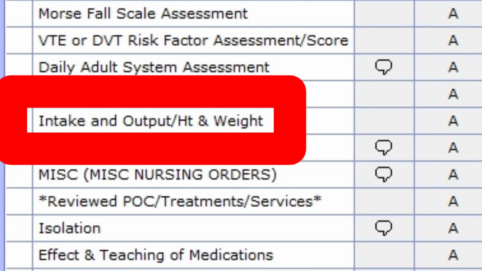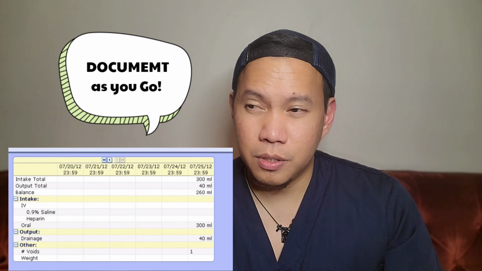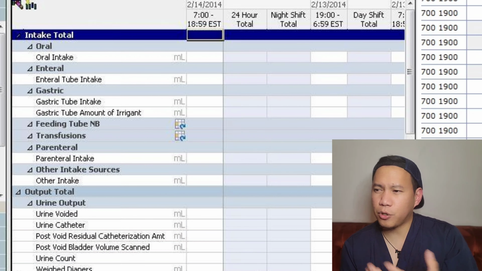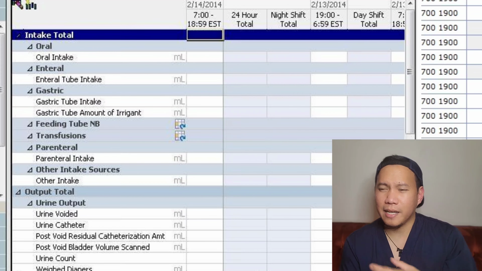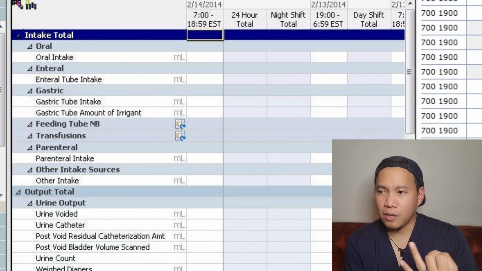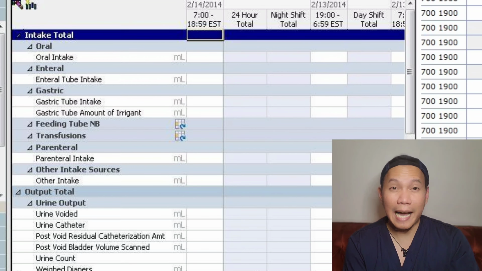Then, of course, intake and output and height and weight. For the intake and output, whenever someone pees, we just document it immediately. That's one of the tips I can give you: document as you go. So at least you won't forget and you have more accuracy. Here we document what we normally document, like oral intake, or if there's an NG, we get the NG intake. We get the flushes or the IV fluids.